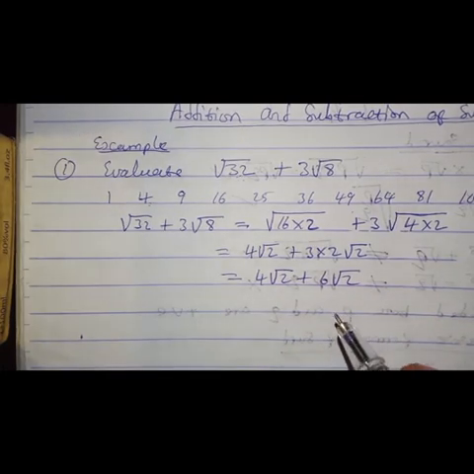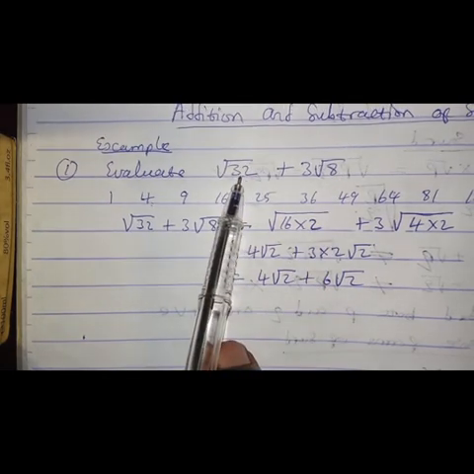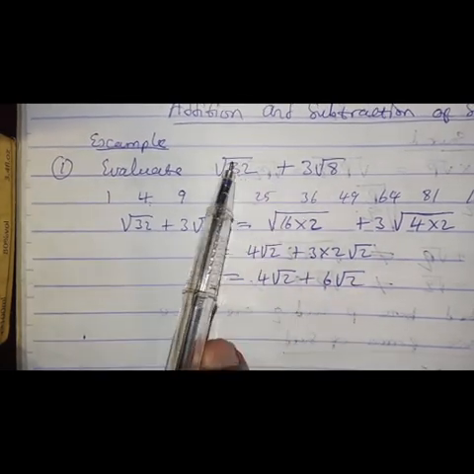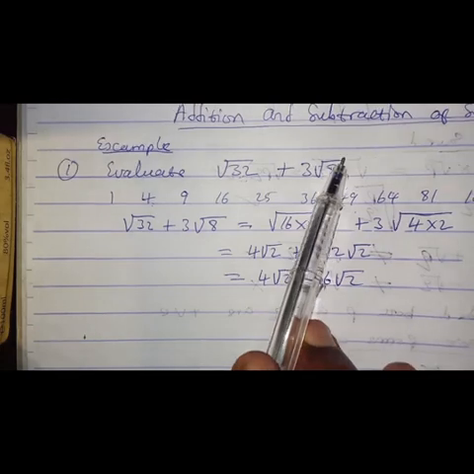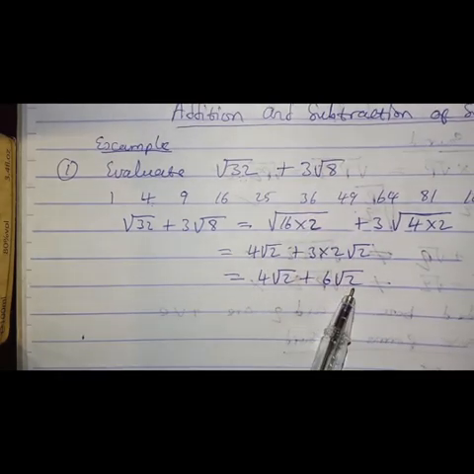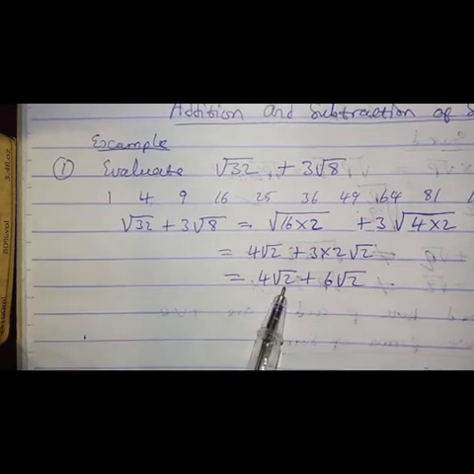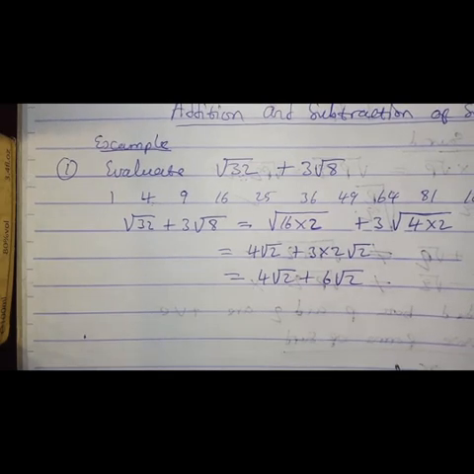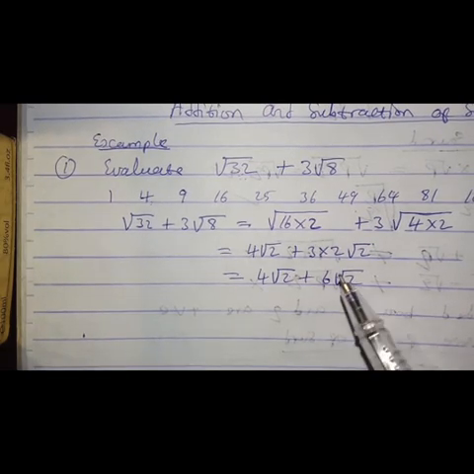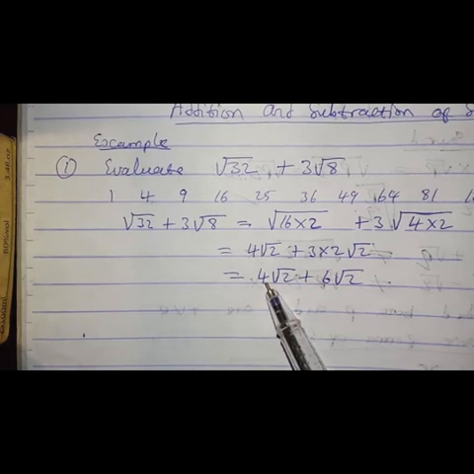And you can see now that those two numbers that we thought are not similar are now similar, because we have been able to simplify root 32 to be 4 root 2 and simplify 3 root 8 to be 6 root 2. And now you can see that they have similar irrational numbers, and because of that, they are similar SURDs. And when SURDs are similar and you want to add, what you are simply adding is the rational numbers, the 4 and the 6.